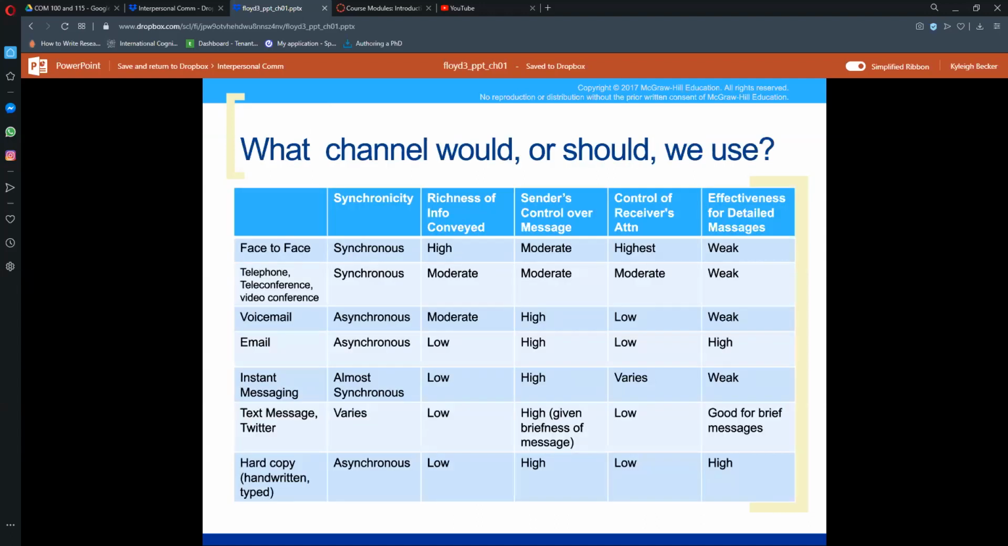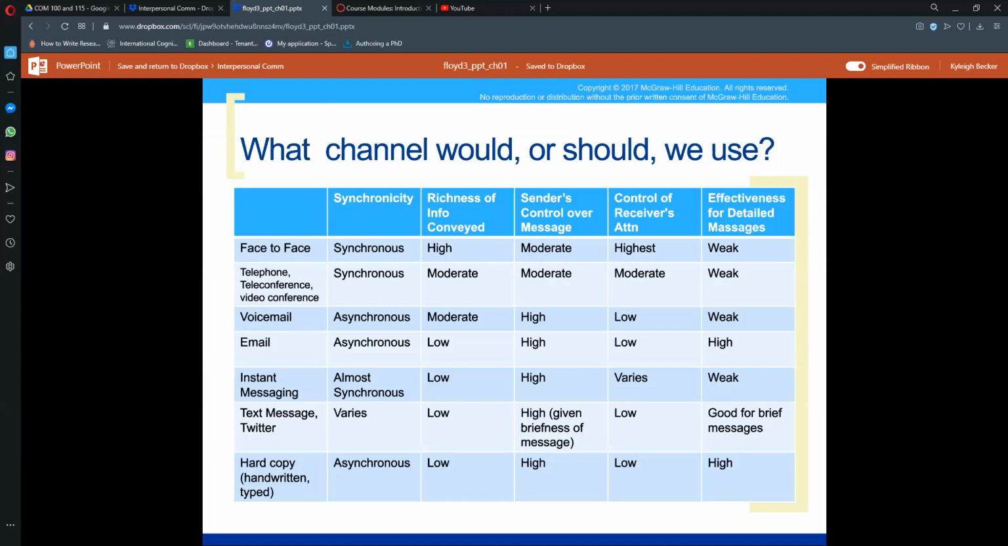So moving on. What channel would we use or should we use in different communication situations? Obviously, the most effective one tends to be face-to-face, because it's synchronous, it's happening at the same time. We can convey a lot of information. We can get a lot of information to that person through both our words and our body language, how we're dressed, what perfume or cologne we wear, how we wear our hair, etc.